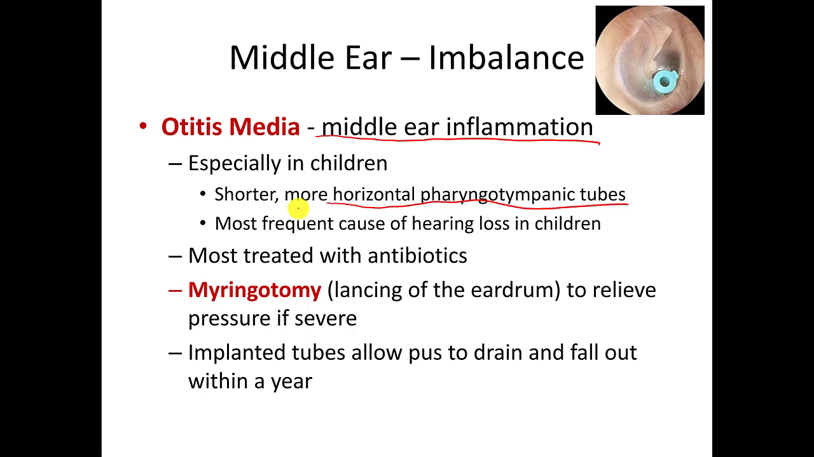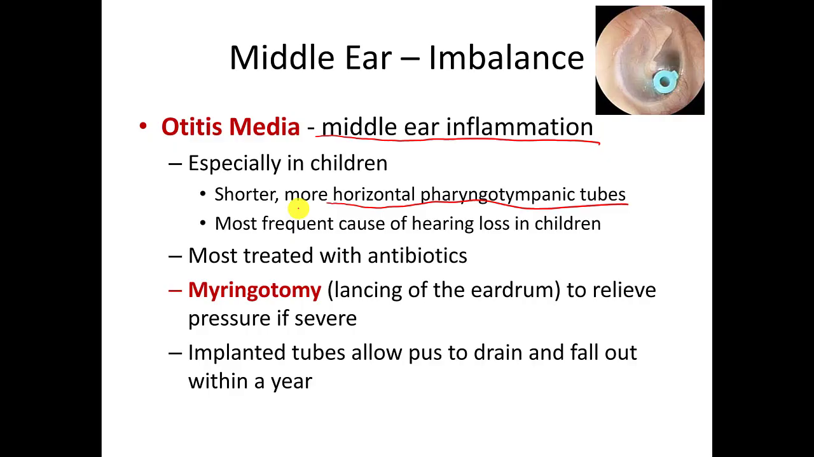With otitis media, most often it's treated with antibiotics. They'll look in with an otoscope and they can see that the eardrum looks white and opaque. They can see all the pus behind it. And so a quick, easy treatment is antibiotics. The problem is a lot of children have constant reoccurring ear infections. And this is a really frequent cause of hearing loss in children.